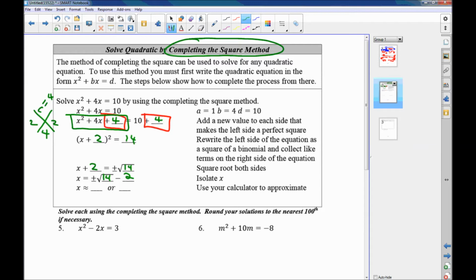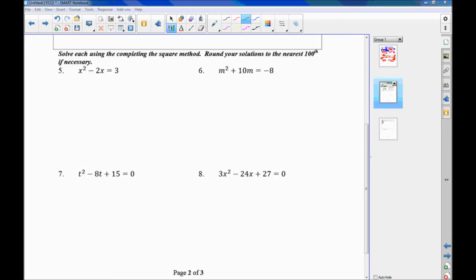And be careful in class with the graphing calculators. You need to end the parentheses on your square root. This will make about 1.74. And then we'll do negative the square root of 14 minus 2. And this will make negative 5.74. Okay, and both of these answers are rounded to the nearest hundredth. All right, so in our examples down below, we have the directions solve each using the completing the square method. Round your solutions to nearest hundredth if necessary.